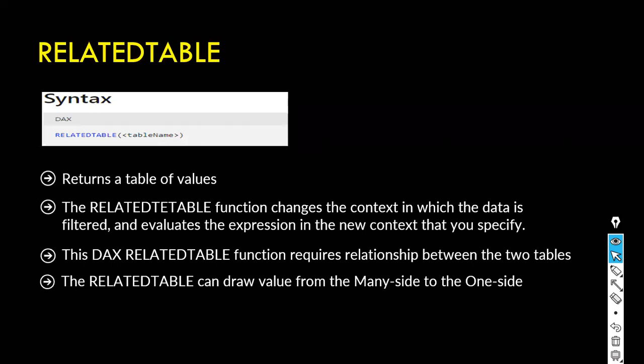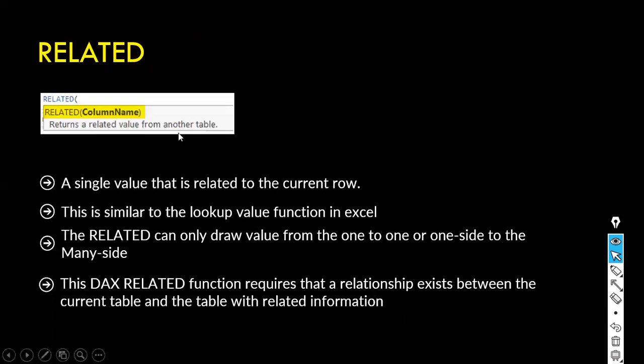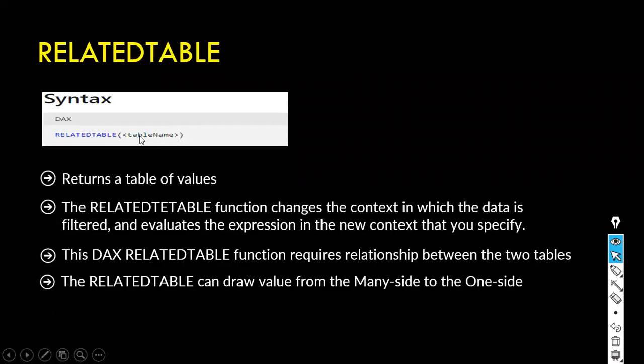Next, we have something else called RELATEDTABLE. As the name suggests, RELATEDTABLE returns a table of values. The RELATEDTABLE function changes the context in which the data is filtered and evaluates the expression in the new context that you specify. This DAX function requires a relationship between the tables. Like the RELATED function, even RELATEDTABLE requires a relationship between the tables in order to use it.